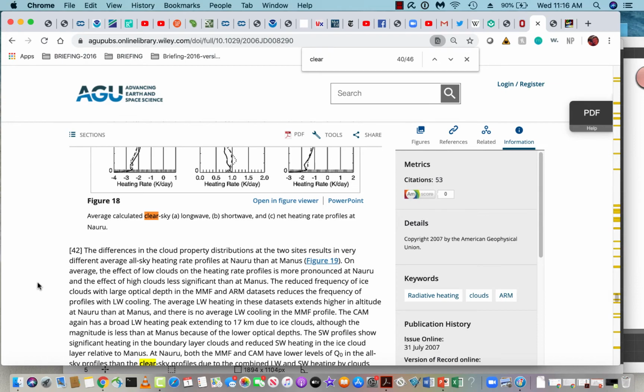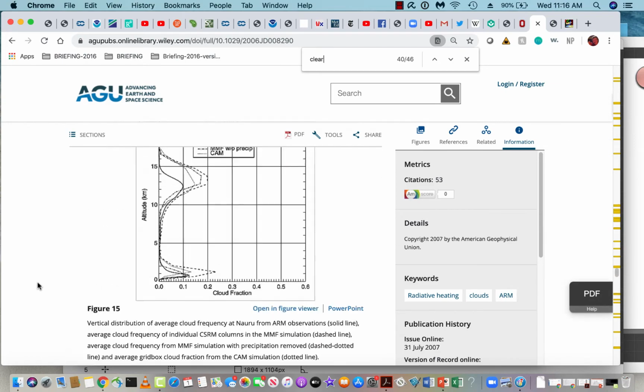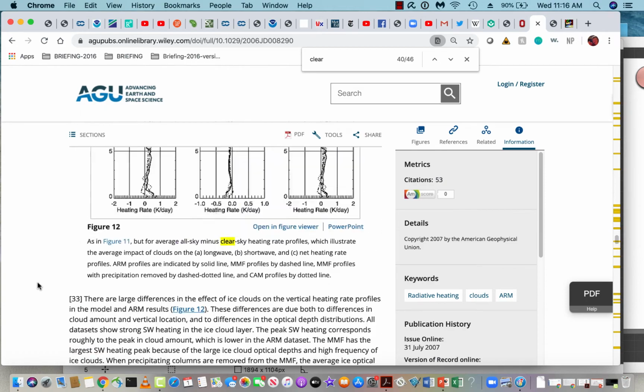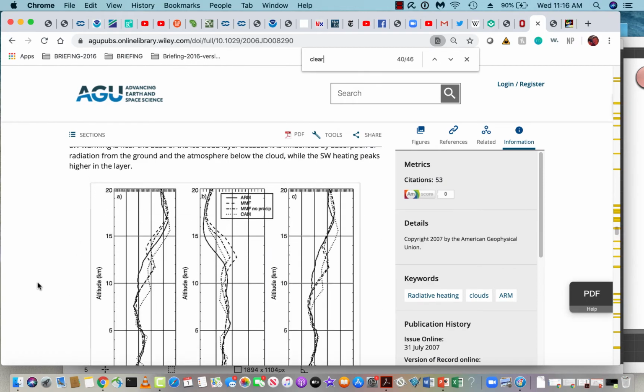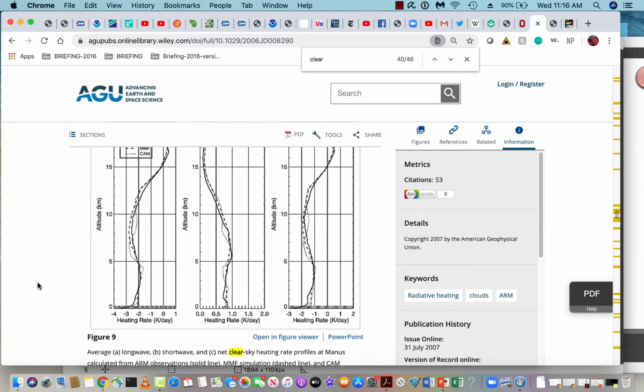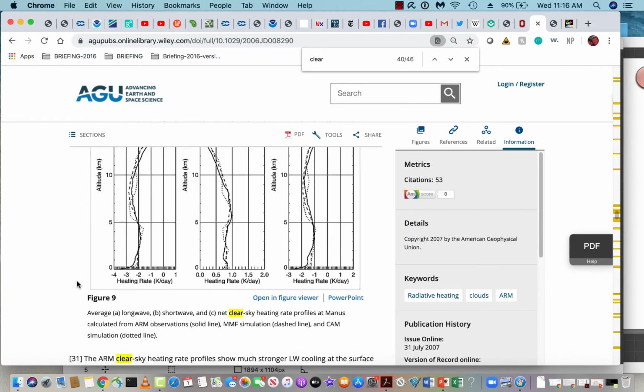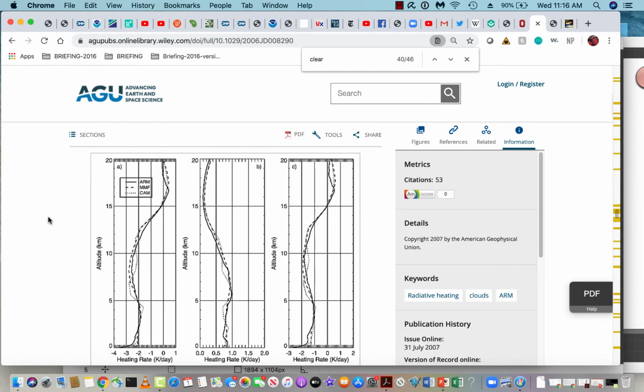So now I'm trying to find those quantities. I know I want figure 9. So figure 9, these are heating profiles from 3 things. Let's read down at the bottom. From observations in the solid line, so you can see that a little bit in the diagram here. And then from one simulation with a dashed line and a second simulation with a dotted line. So let's look at this.